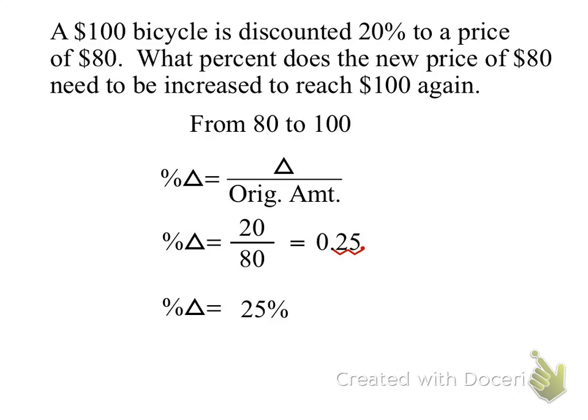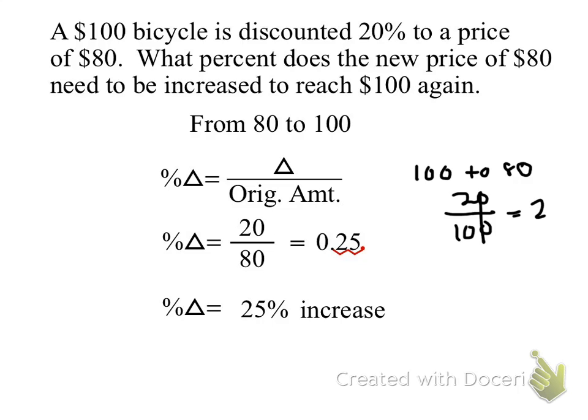And you'll notice that if I compare that to the other one, which was 100 to 80, that's 20 over 100, and that's why it's 20%. Okay? So this is a 25% increase.